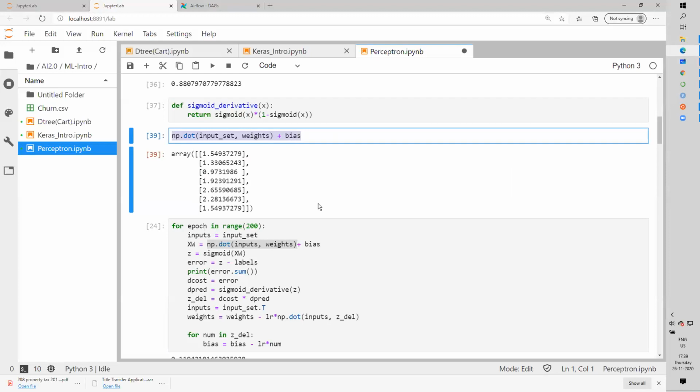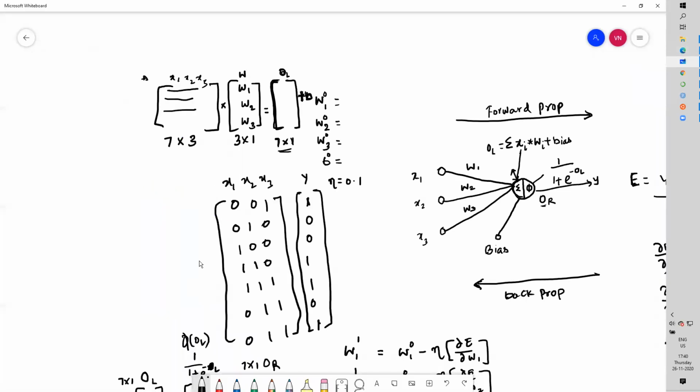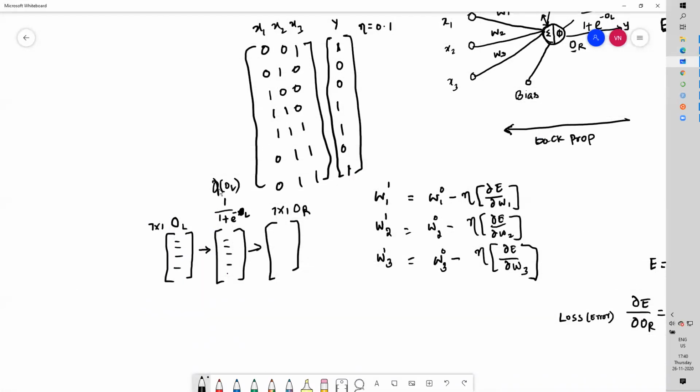To compute OL, I am going to use this equation. We are calling this XW, but that's okay, you can give any name. If you want to convert this to OL, we can convert this to OL, the output on the left hand side. Then the output on the left hand side, OL, we are giving to the activation function. What is the activation function we are using here? It is the sigmoid function.